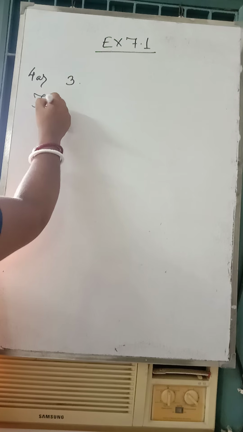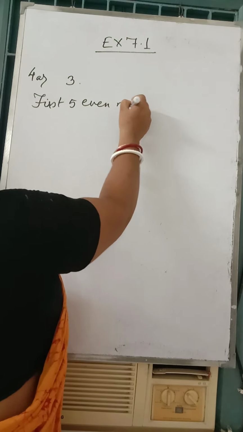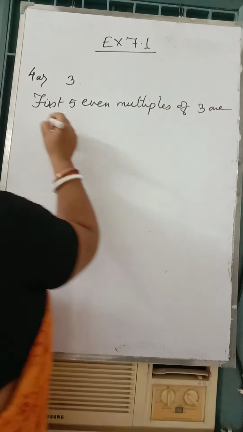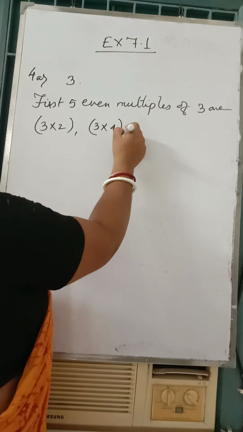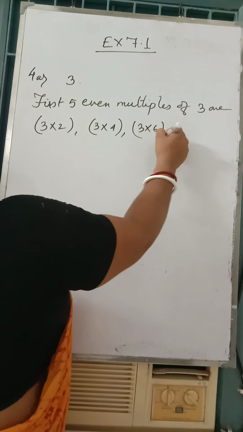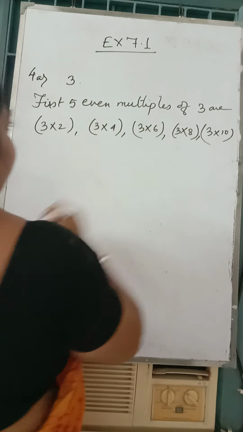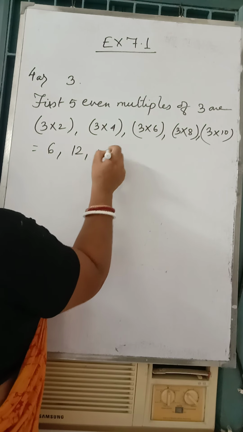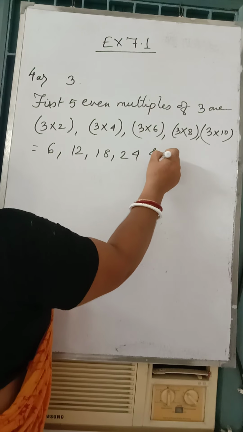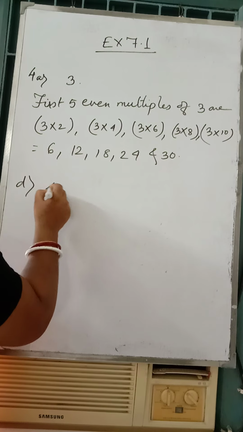First 5 even multiples of 3 are, what will it be? 3 into 2, 3 into 4, 3 into 6, 3 into 8 and 3 into 10. Is it? We are multiplying with the first 5 even numbers. Then it gives you 6, 12, 18, 24 and 30.